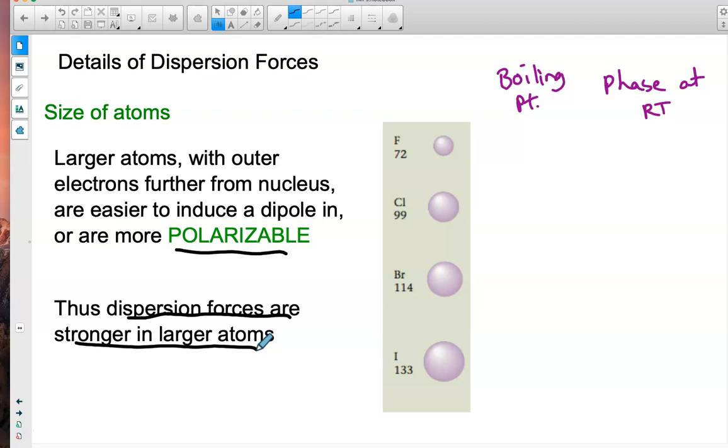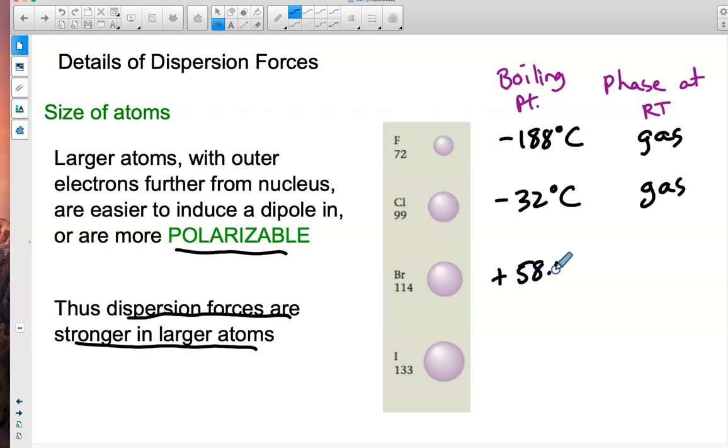So now this would be for the diatomic molecule. The boiling point of fluorine is negative 188 degrees C. The chlorine is negative 32 degrees C. And both of those are gases at room temperature because they have pretty low boiling points. But you can see that chlorine's boiling point is larger than fluorine's. And then bromine, we're finally up in the positive temperatures. It's 58.5 degrees C, so it exists as a liquid at room temperature.